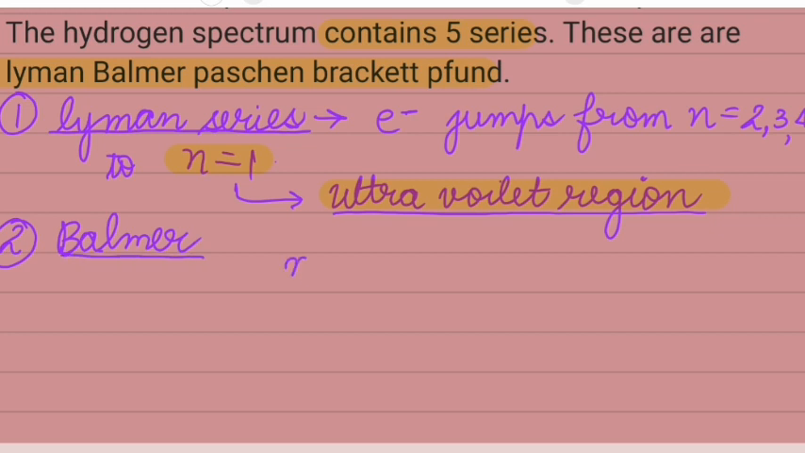We have the n2, means from where the electron is coming, can be 3, 4, 5. It cannot be 1. And the n1 in which the electron will be coming will be 2. So this you have to learn that the line spectrum for the Balmer series will be from n equal to 3, 4, 5 to n equal to 2. And here this region will lie in which? So it will lie in the visible region. Means the visible.